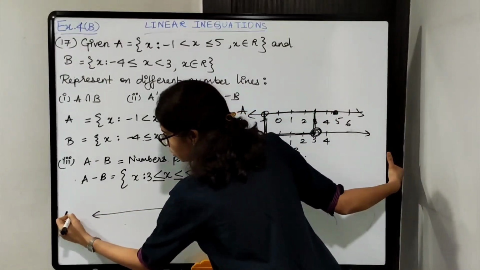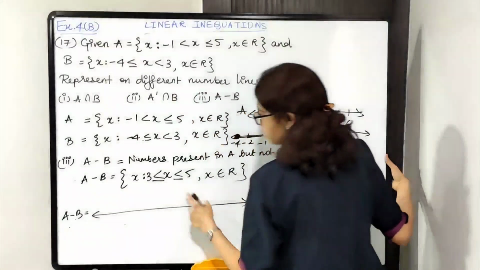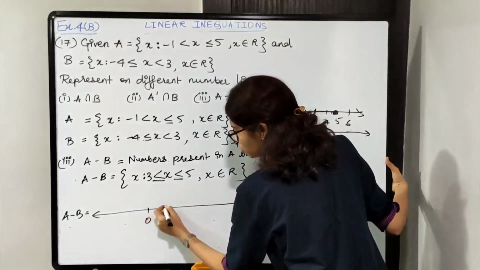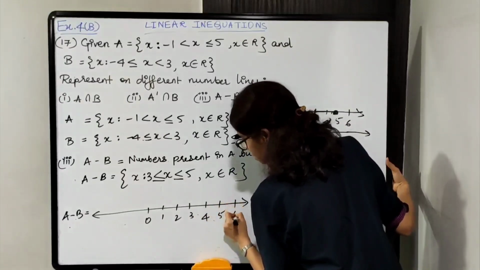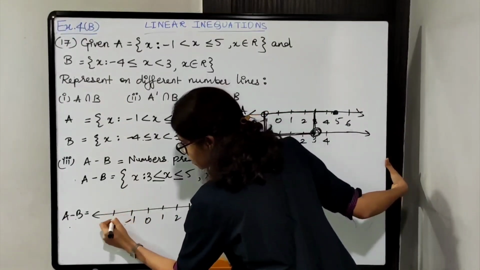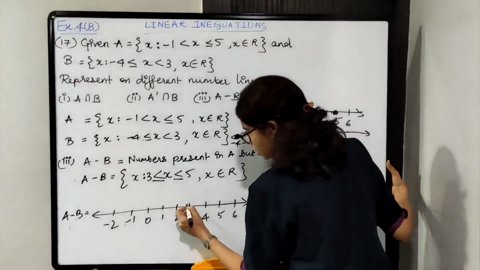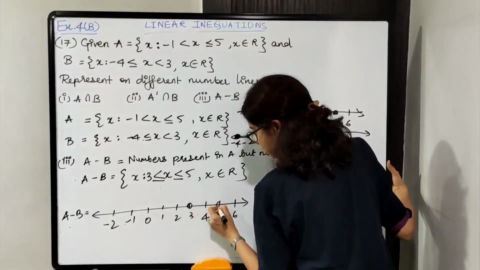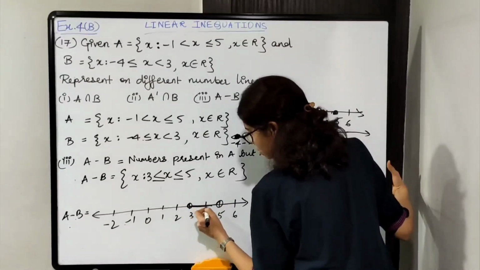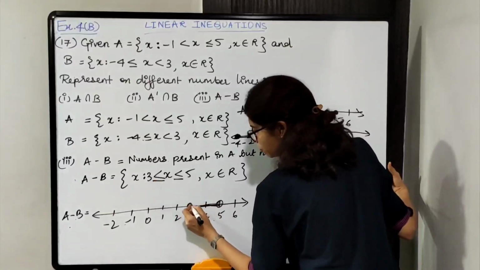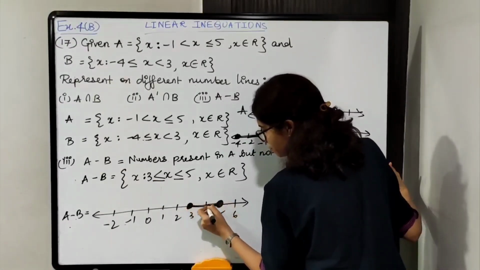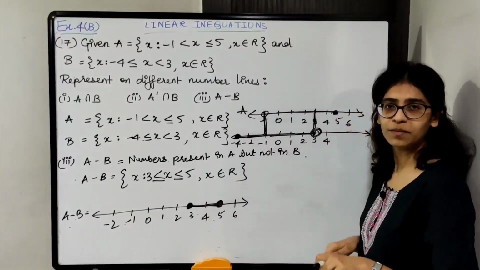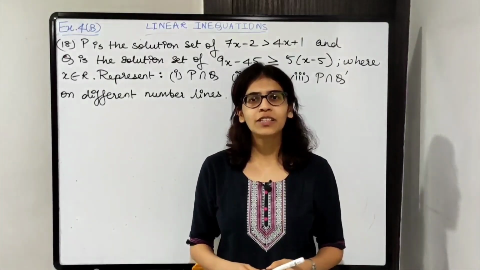A minus B. 3 to 5 है, so 0, 1, 2, 3, 4, 5, 6, -1, -2. 3 से 5 का range है, and in between any value is possible. 3 and 5 both are included, so fill the circle. Okay, so this is the plotting. Let's read the next question.